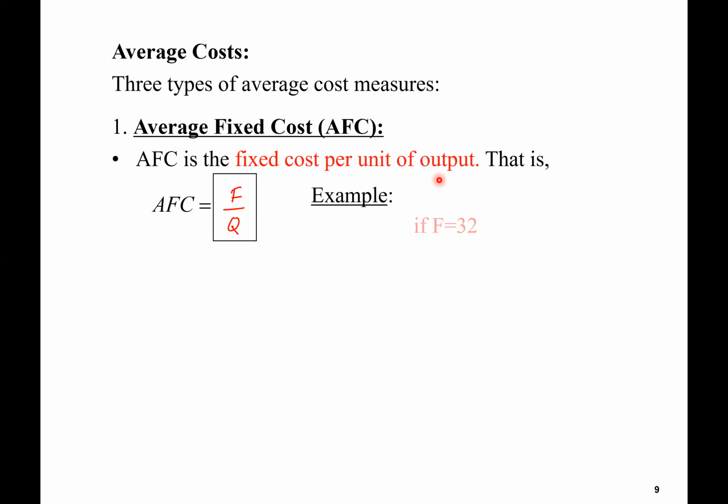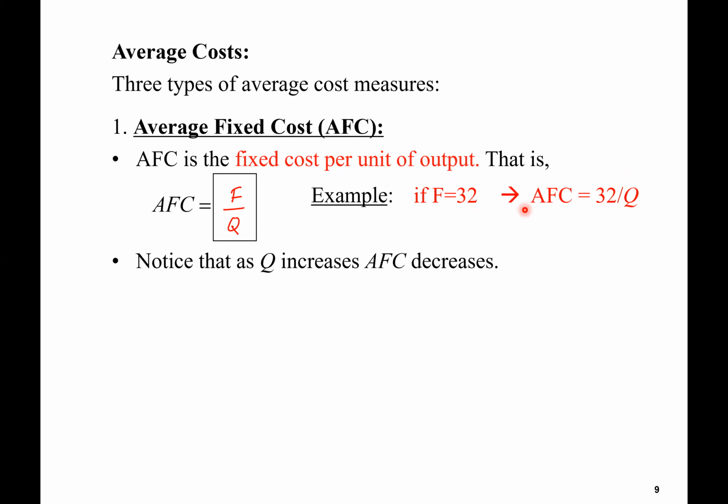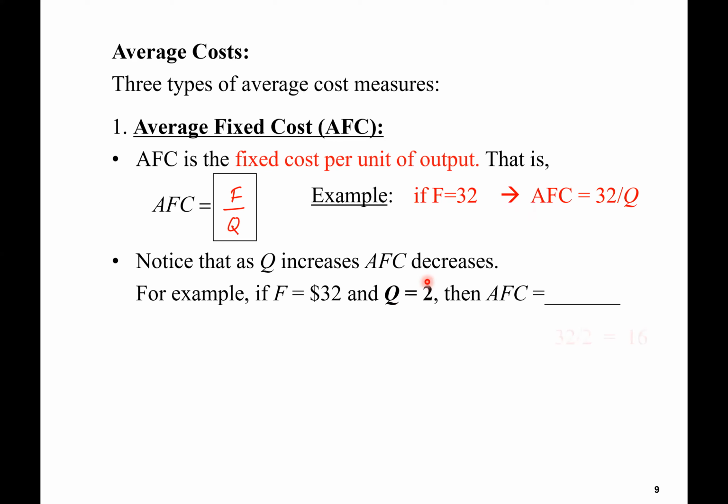So let me give an example. Suppose the fixed cost is $32, like in our previous example, then AFC will just be 32 divided by Q. By plugging in different values of Q, you can figure out what AFC is. Notice something: as Q increases, AFC, the average fixed cost, decreases. For example, when Q is 2 in our example, then average fixed cost is $32.